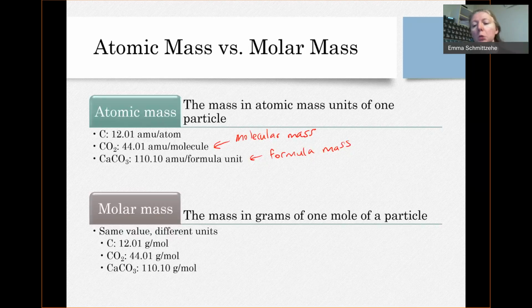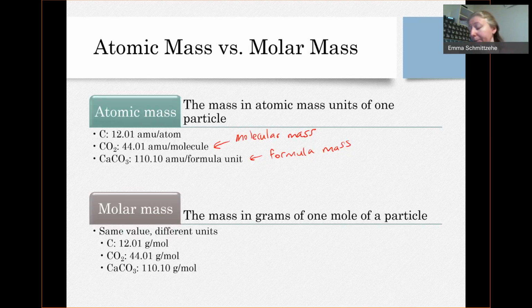Most often we work on the scale of moles. So we have sample sizes that are moles of things. We don't typically work with samples that are just a few atoms or just a few molecules. So we won't typically use atomic mass.